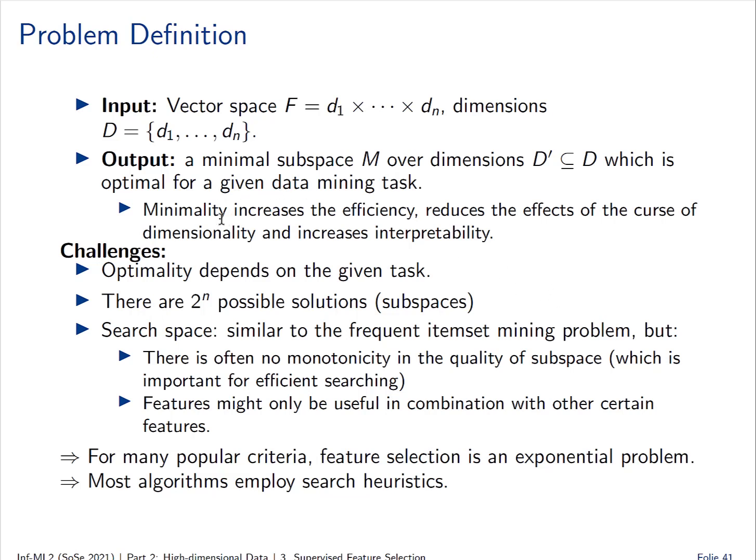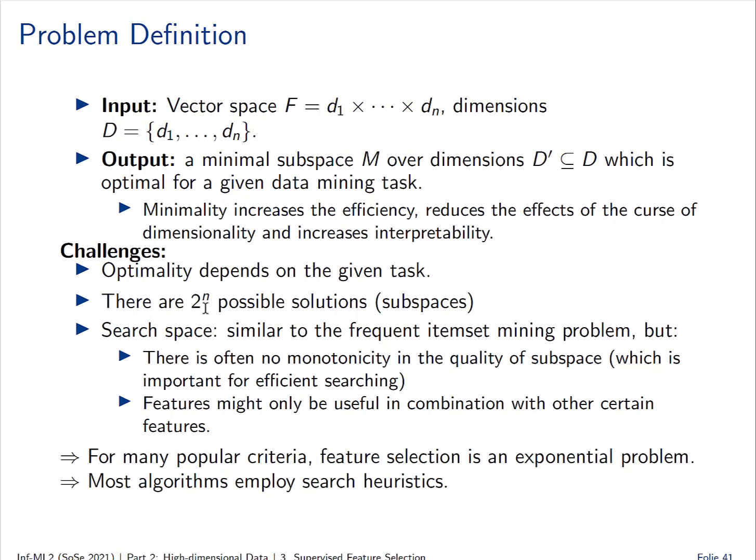So minimality increases the efficiency, reduces the effects of the curse of dimensionality, and of course also increases interpretability. So that is the motivation. And the challenge is obviously optimality, because we want to be optimal for a given data mining task, so optimality obviously depends on what kind of task we apply. What kind of task do we want to solve? So that is the first challenge. Optimality is application specific.